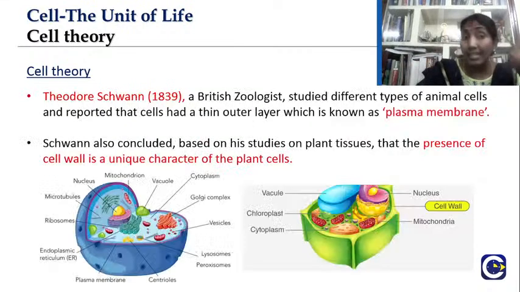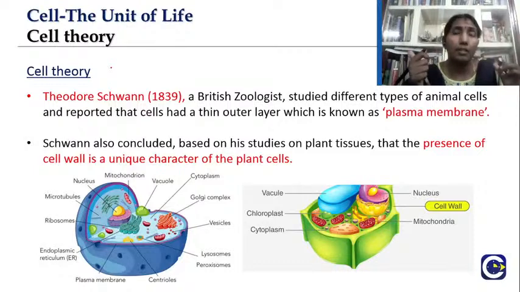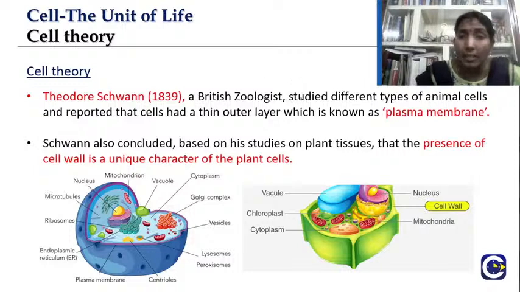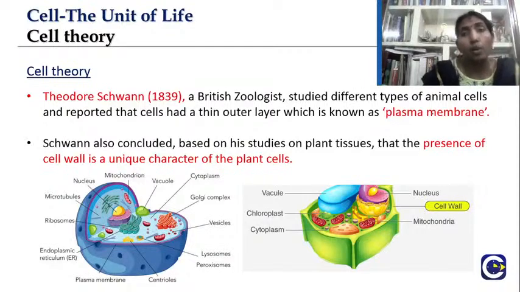Then came another pioneer by the name Theodor Schwann. He is a German zoologist, and here he did pioneering work in examining a lot of animal cells. So he studied the different types of animal cells, and he reported that the cells have an outer layer which is called the plasma membrane. I hope you all know that the outer membrane of the cell is what we call the plasma membrane. To put it simply, it's a lipid bilayer. It looks like this. Yes, this is the plasma membrane.